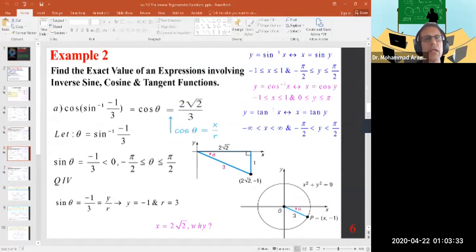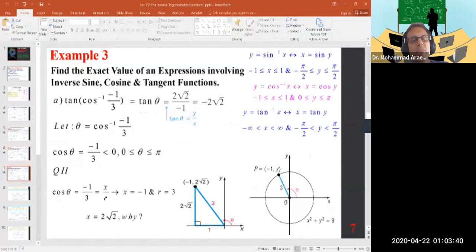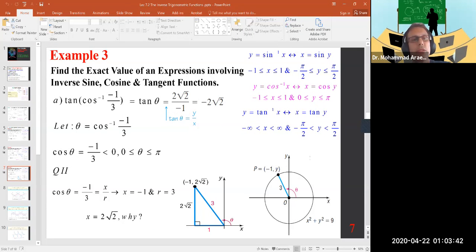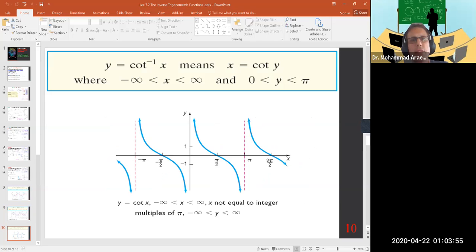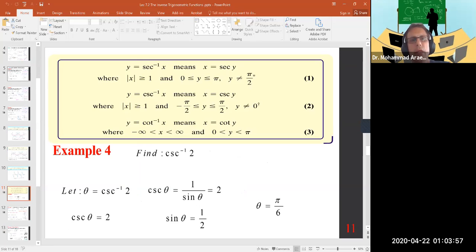In this case, sine inverse of negative 1/3 is theta. We are interested in finding cosine. In this case, cosine inverse of negative 1/3 is theta. We are interested in finding tangent. As far as secant and cosecant and cotangent is concerned, we mentioned that the best course of action is to go to the reciprocals, okay?